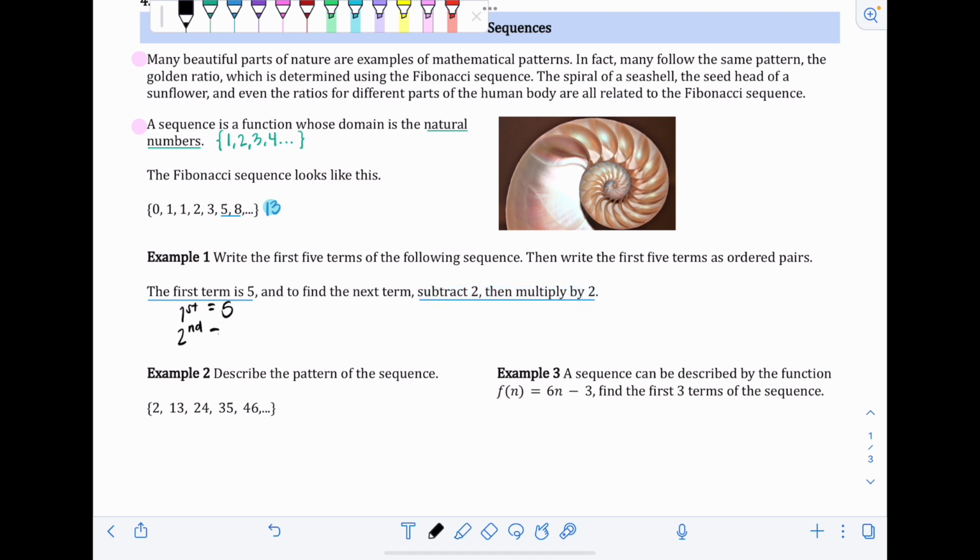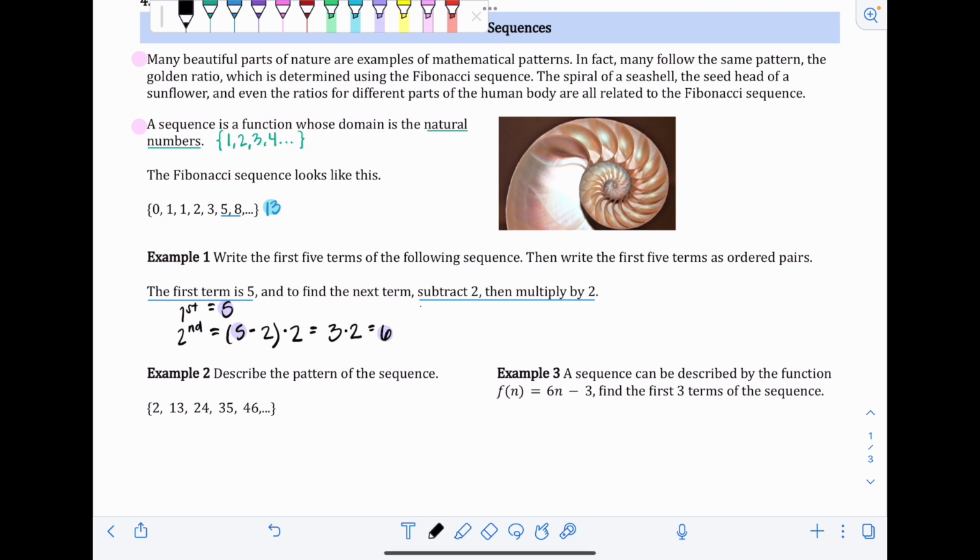So we'll take our previous term 5, then subtract 2, and after that multiply by 2 and simplify. We're taking the one right before the second one, subtracting 2, and then multiplying by 2. So 5 minus 2 is 3, and then we multiply that by 2, so 3 times 2 is 6. That means the second term in my sequence is going to be 6.